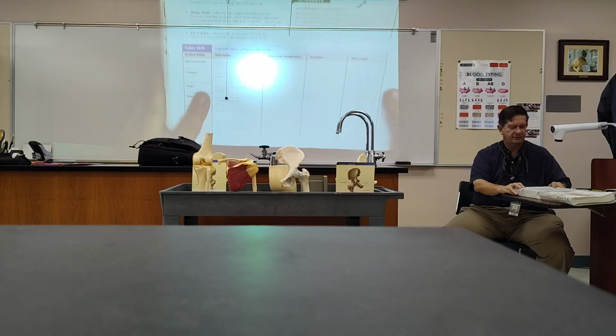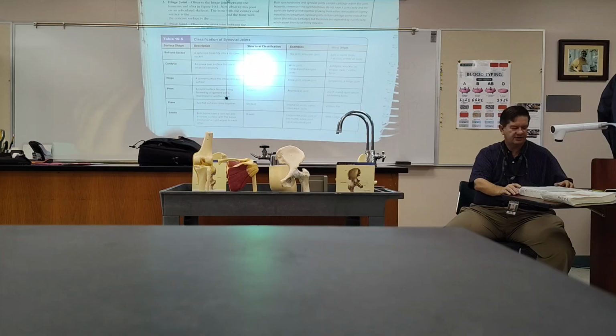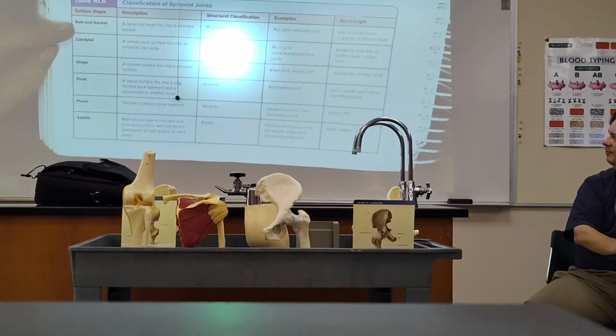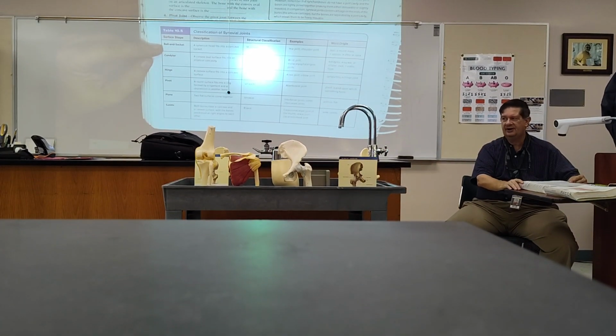All right, so let's now go to the next classification table. It goes over examples. We just went over a generic synovial membrane. We're now going over specific types. A ball and socket. We've got two types of ball and sockets that I can think of off the top of my head. We have the hip joint and we have the shoulder joint. Those are ball and sockets.